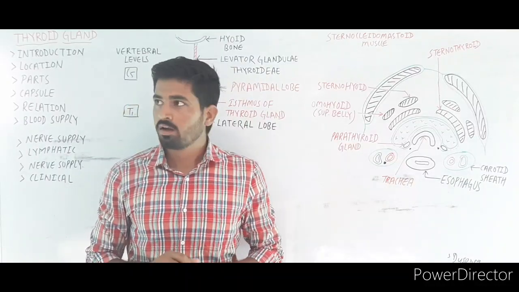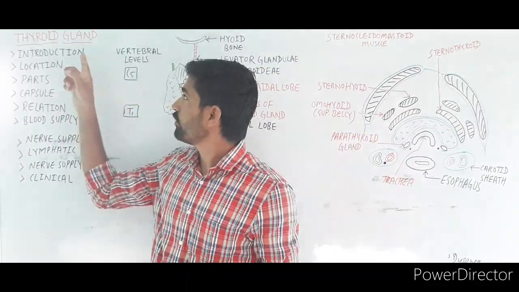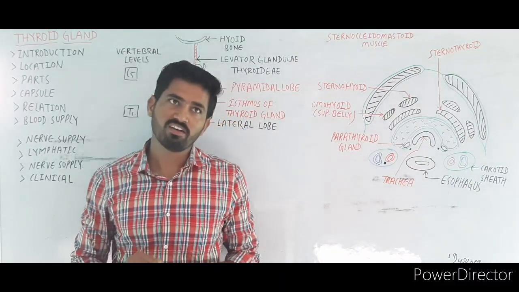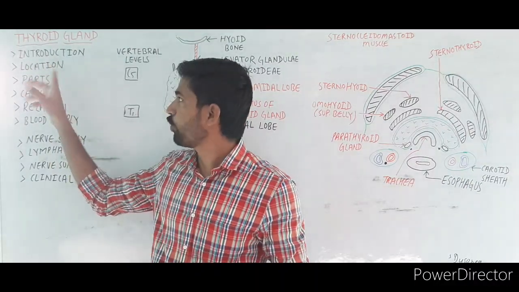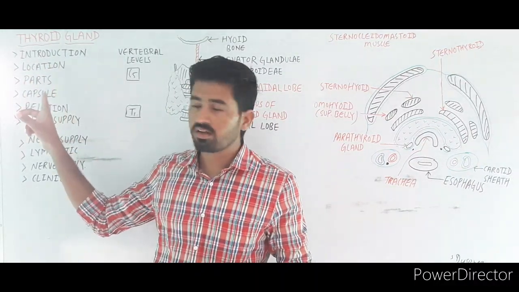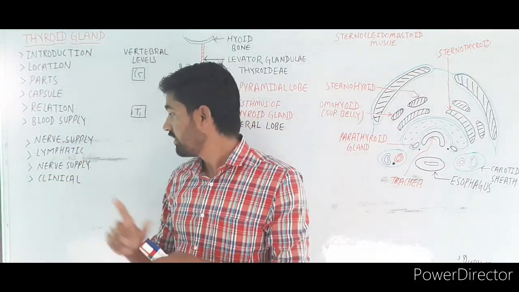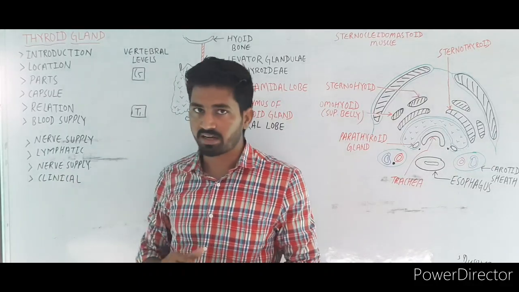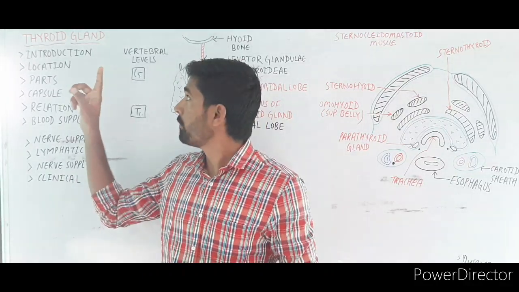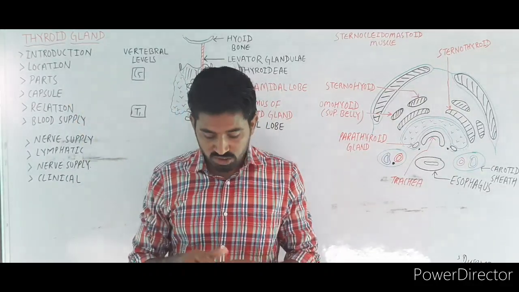Good morning everyone. Today we are going to see the thyroid gland. We will cover these headings: location, parts, capsule, blood supply, relations, nerve supply, lymphatics, and the clinical aspect.